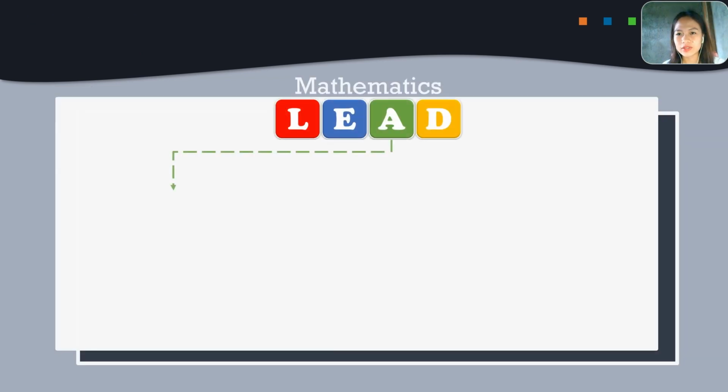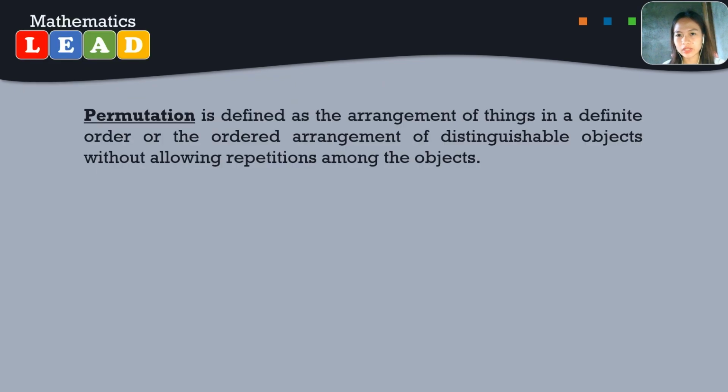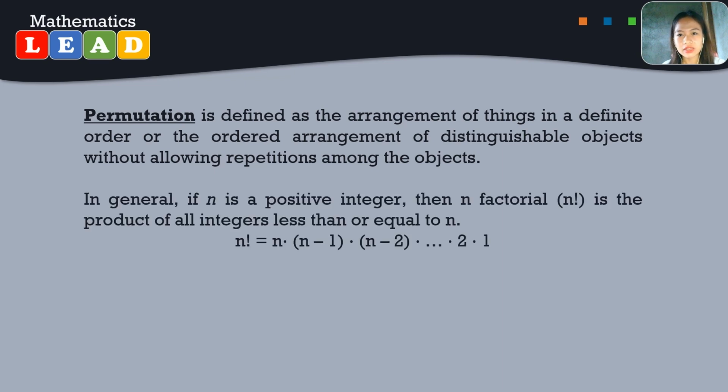Now let us proceed to activating knowledge. Our short activity shows permutation, and it is defined as the arrangement of things in a definite order, or the ordered arrangement of distinguishable objects without allowing repetitions among the objects. In general, if n is a positive integer, then n factorial is the product of all integers less than or equal to n. In permutation, we need to take note that we define 0 factorial as 1.